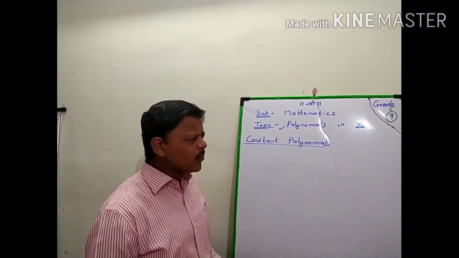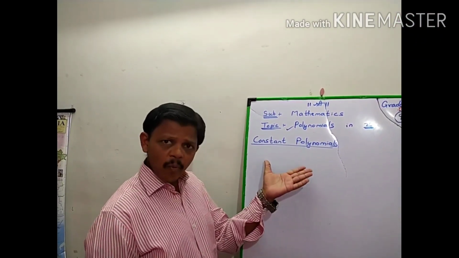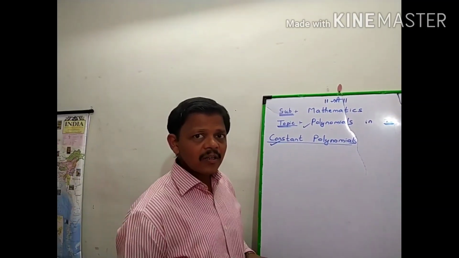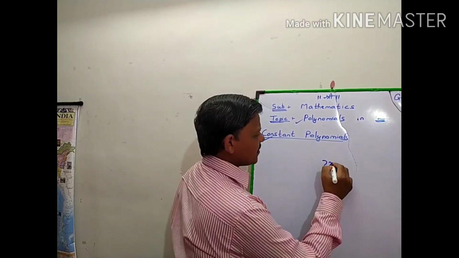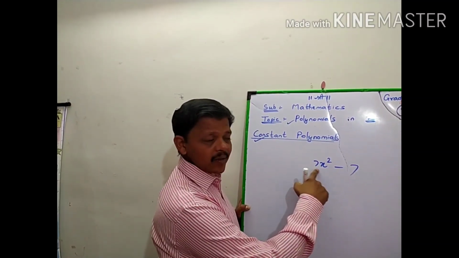The next point what we can see is constant polynomials. Now again, this is again a very important point. See, the word itself tells you constant. What is a constant? See, for example, see 7x square minus 7. Okay, this was the variable term. This was the constant term.